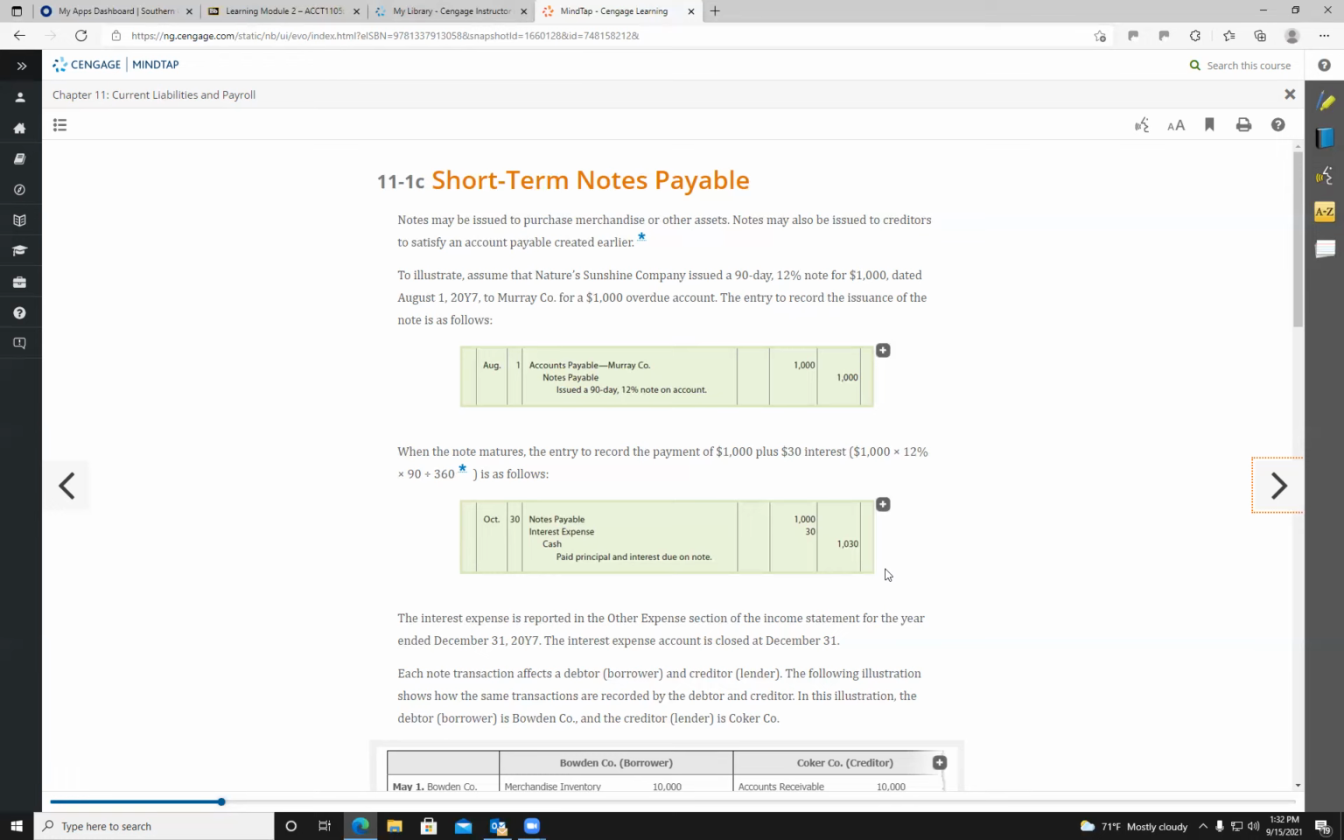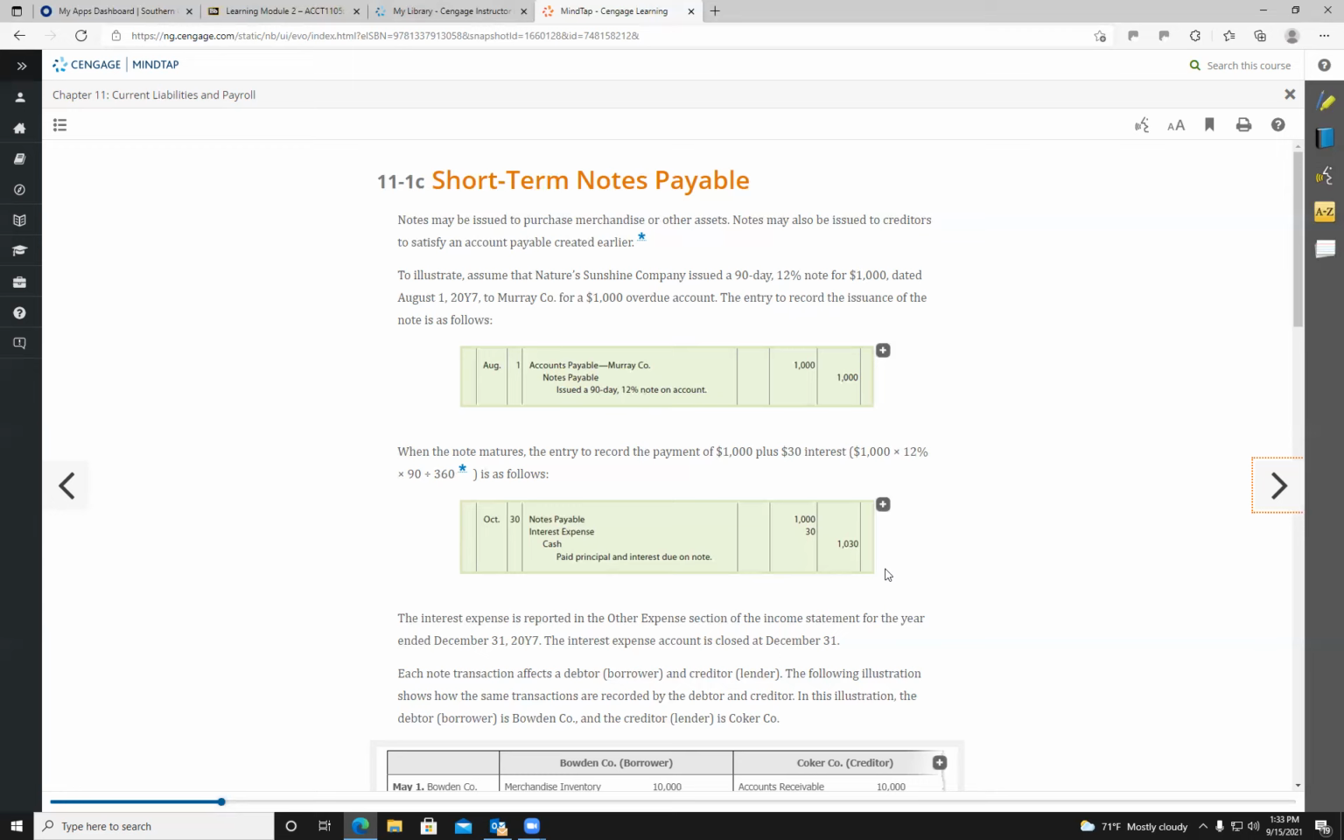Sometimes for various reasons, you may not be able to pay that within 30 days. So then you would renegotiate that loan with your creditor and possibly come up with a different agreement. In this situation, the creditor, Nature Sunshine, agreed to let them pay them back in 90 days, but at a 12% interest rate. So that's a perfect example of how an accounts payable was then turned into a short-term notes payable.